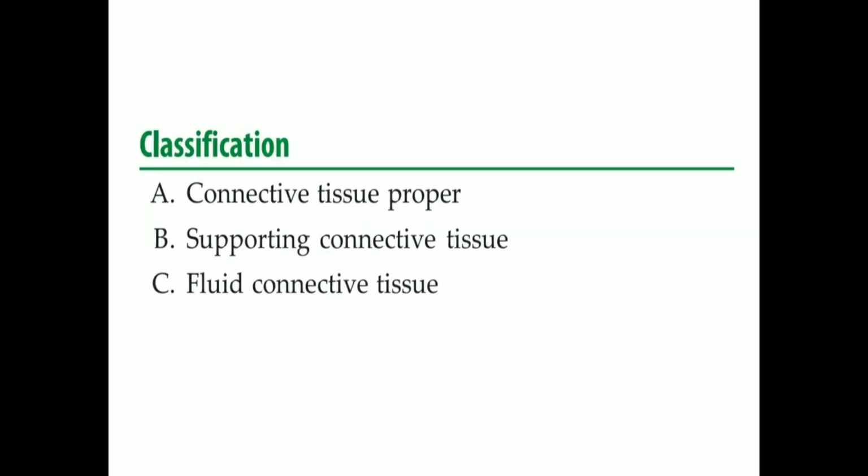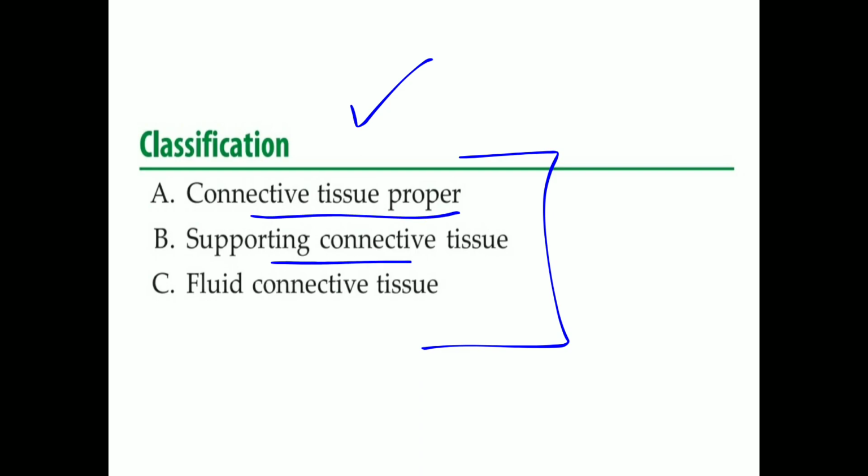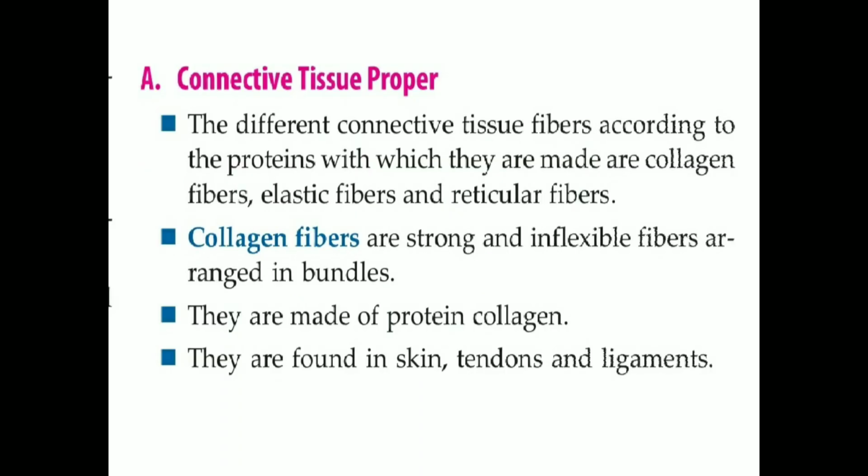Next, let's see the classification of the connective tissue. You can classify them into three: connective tissue proper, supporting connective tissue, and fluid connective tissue. There are further classifications to it. The first one we'll discuss is connective tissue proper. The different connective tissue fibers, according to the proteins with which they are made, are collagen fibers, elastic fibers, and reticular fibers, as we already discussed.